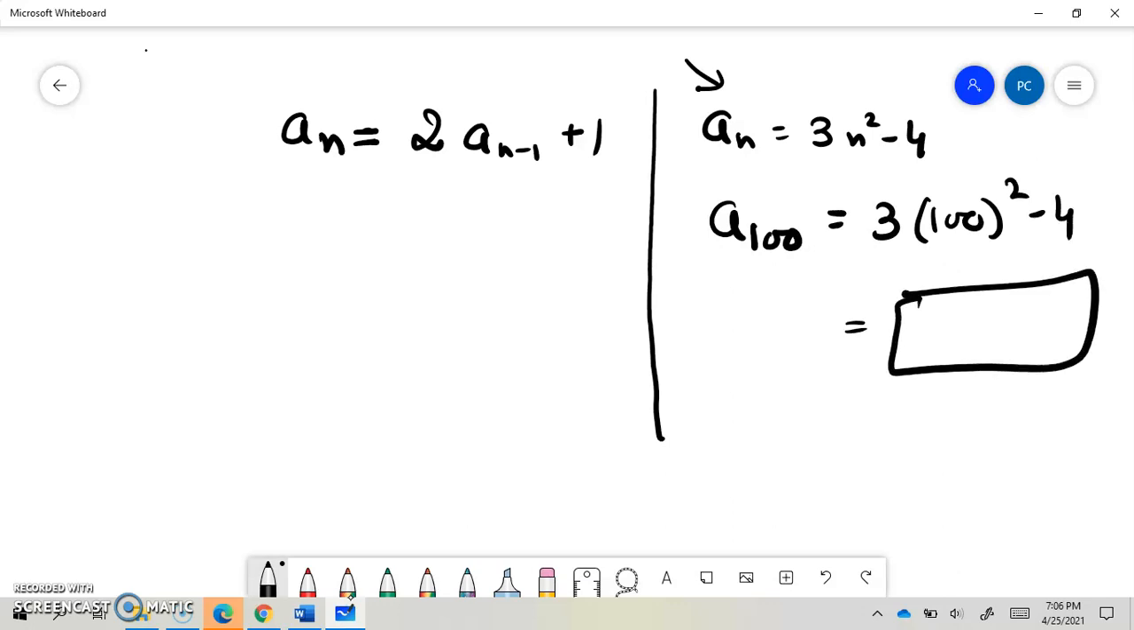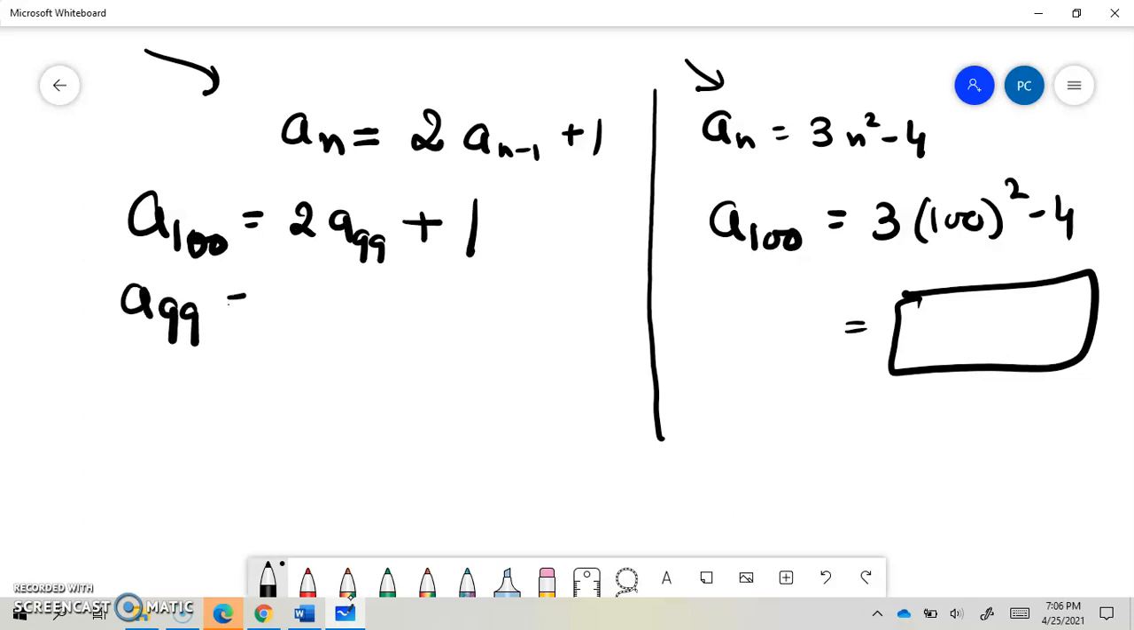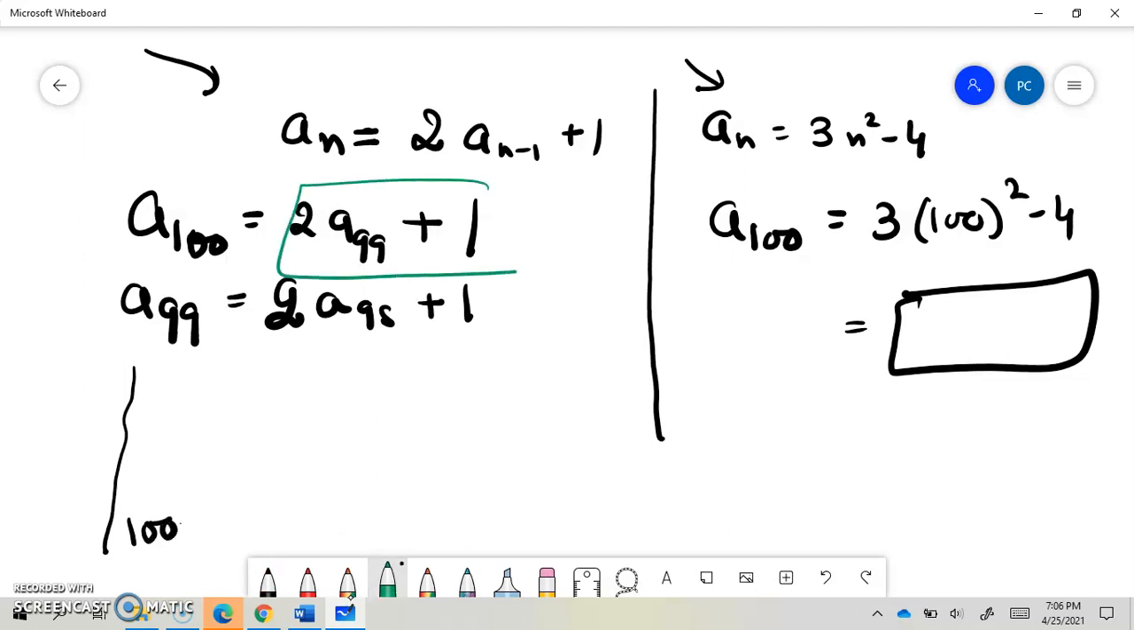But in the recursive case, if you have to find a100, that would be double of a99 plus 1. Then we have to find a99, which would be double of a98 plus 1. So it will take us about 100 calculations to find a100. That is the disadvantage of recursively defined sequences, because we cannot directly find a large number of the term.